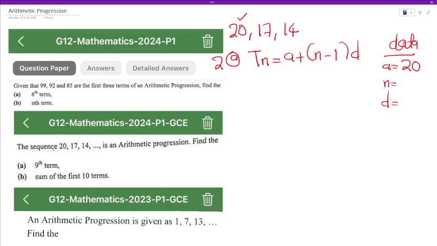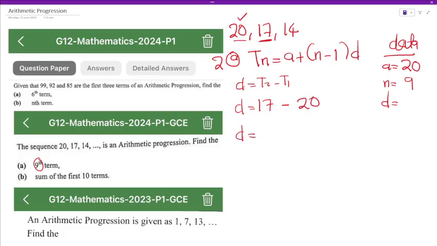What is n? You check your question. What are they asking me to find? They're asking me to find the ninth term. So my n becomes 9. What is d? The common difference. I'll go back to my sequence. The formula for finding the common difference is d is equal to t2 minus t1. What is t2? T2 is 17 here, term number 2. 17 minus, what is term number 1? 20. That's a 20 there.